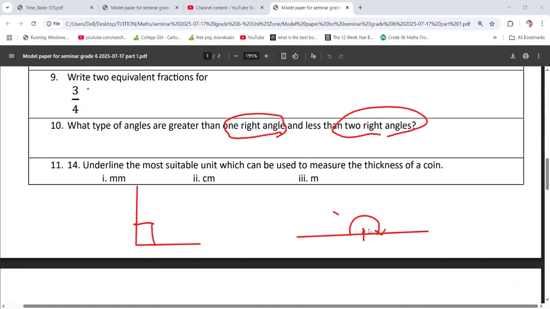It is an obtuse angle, right? Something like this. This is definitely the obtuse angle. Then you can write obtuse angle.